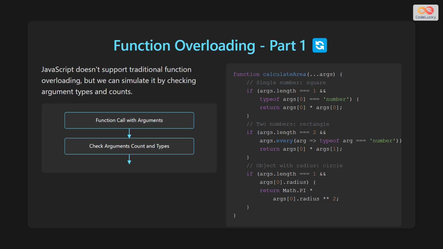JavaScript does not support function overloading like some other languages do. However, we can simulate function overloading by inspecting the number and type of the arguments passed to a function. The calculateArea function takes a variable number of arguments. If one argument is provided and it is a number, the function calculates the area of a square. If 2 numbers are provided, it calculates the area of a rectangle, and if an object with a radius property is passed, it calculates the area of the circle. This approach enables a function to perform different actions based on the given parameters.